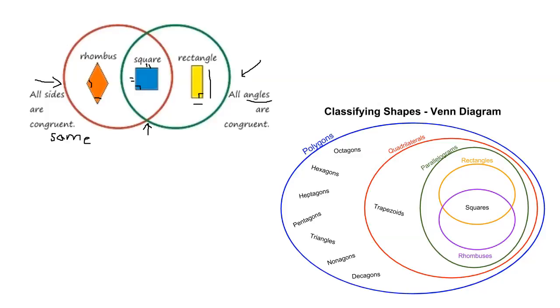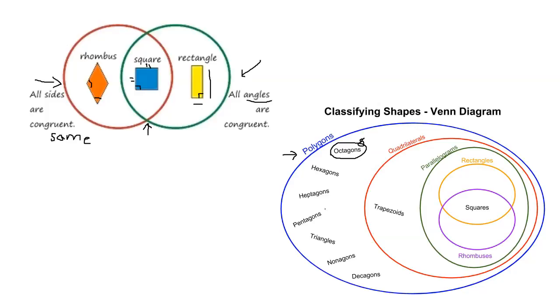So let's look at the larger Venn diagram down here. Now this says polygons. Poly means many, and in this word we're talking about a many-sided figure. And so we all know that an octagon has 8 sides, right?